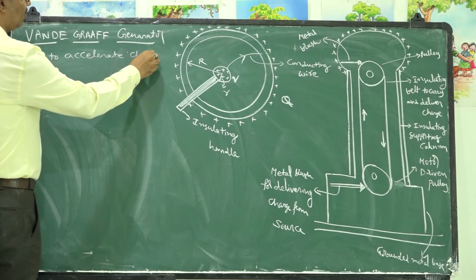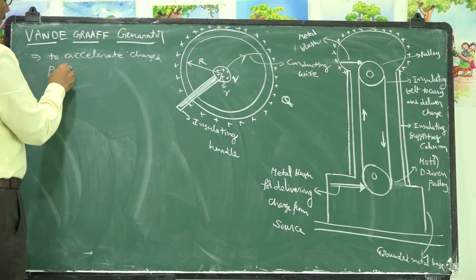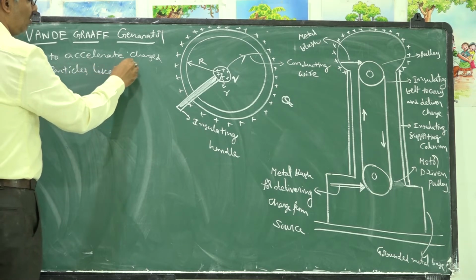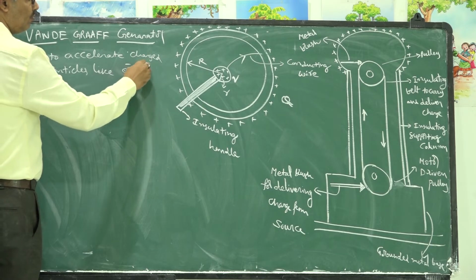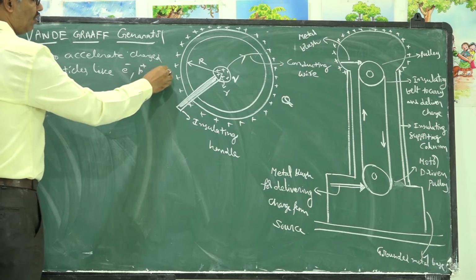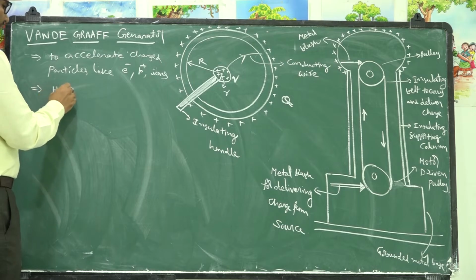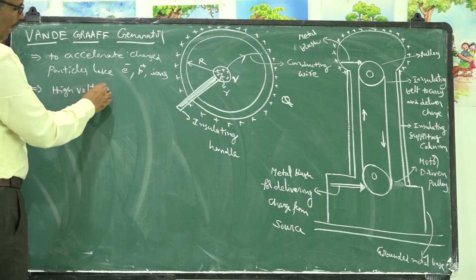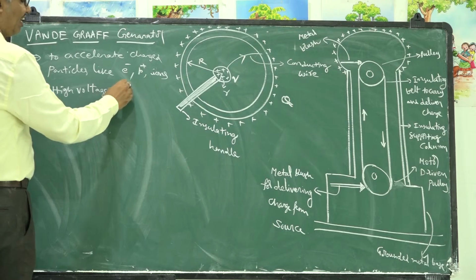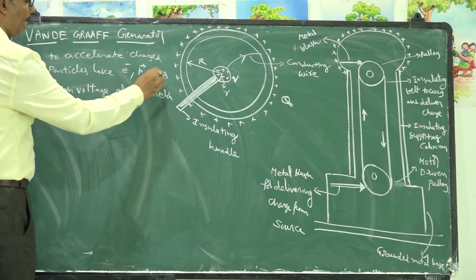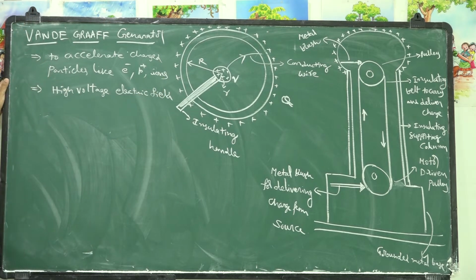charged particles like electron, protons, some ions. In order to accelerate the charged particles, we require high voltage electric field. This high voltage electric field is generated by Van de Graaff generator.